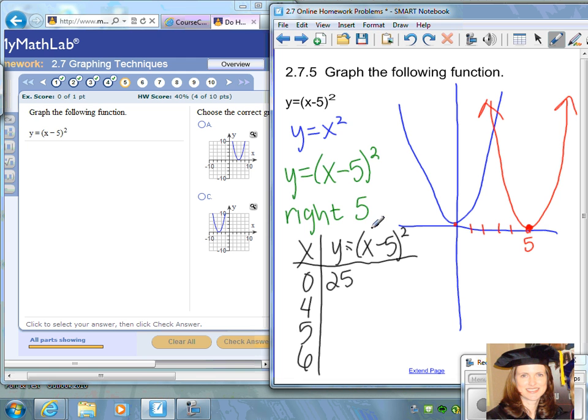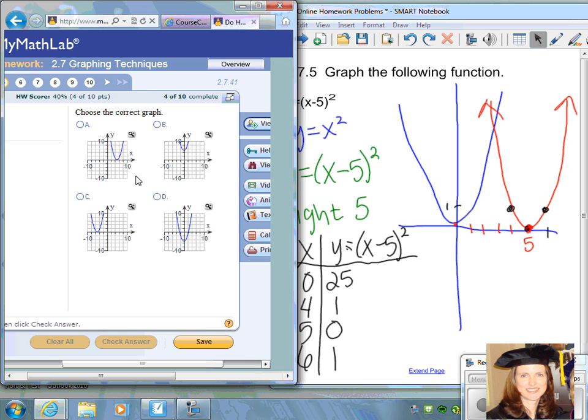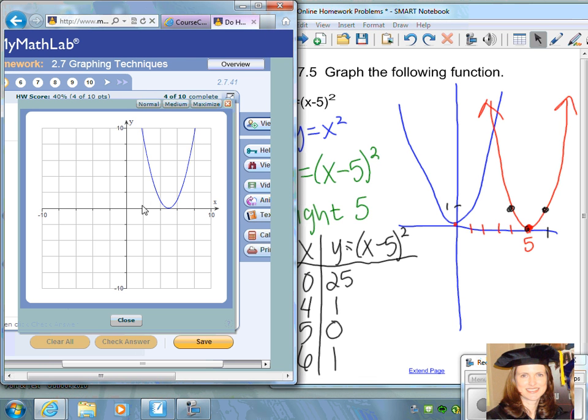If you plug 4 into the x here, you get -1. -1 squared is +1. If you plug in 5, 5 minus 5 is 0, squared is 0. And plug in 6, 6 minus 5 is 1, and 1 squared is 1. So these points, over 4 up 1, that's over 5, 0, over 6 up 1. Those are 3 points that are on the parabola. Out of all the choices, this one looks most like A. It's the basic parabola shifted to the right 5 units.